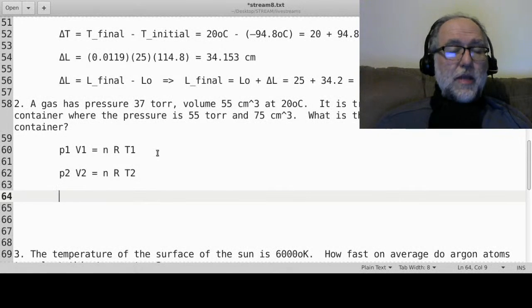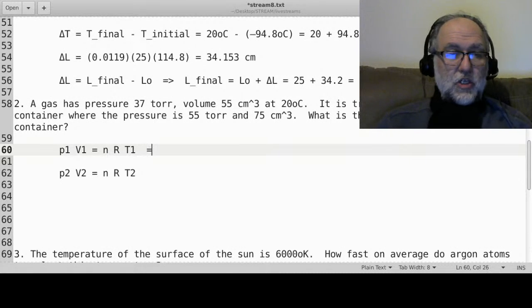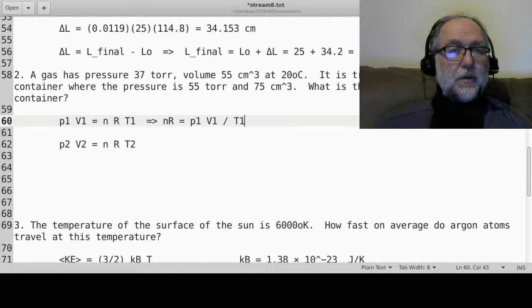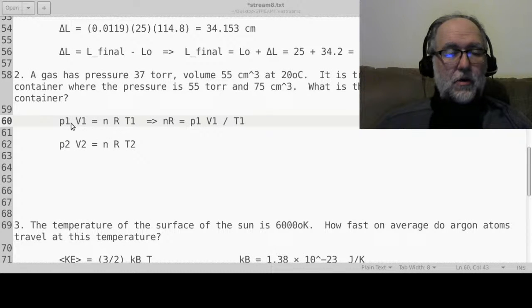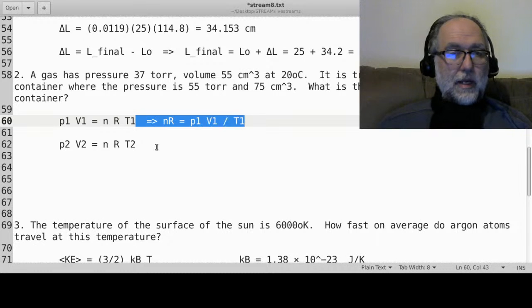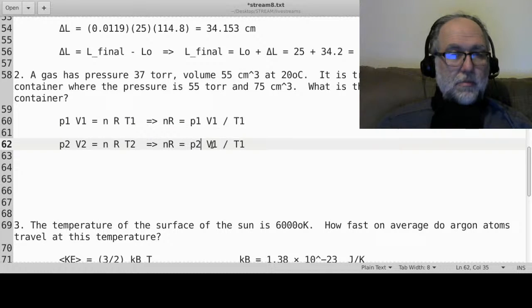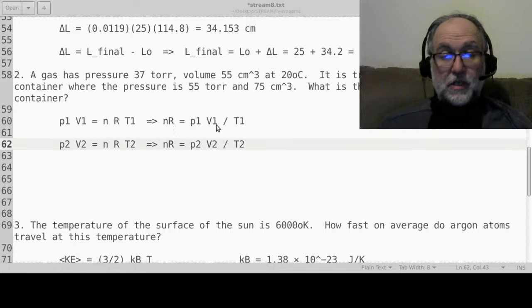remains the same. So what I can do now is rearrange this equation to read nR is equal to P1 V1 divided by T1. What did I do? I just divided both sides by T. So I have nR on one side, and then P1 V1 divided by T1. And I could do the same thing for the second one, only now it's subscript 2. And notice what we have here. We have nR is equal to something, and then nR is equal to something.